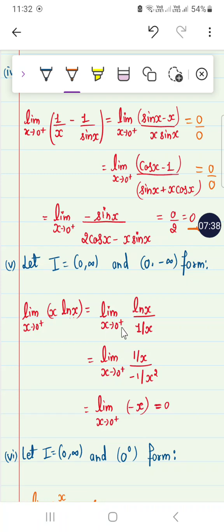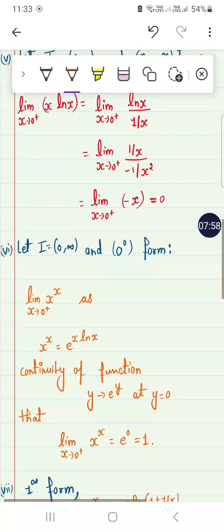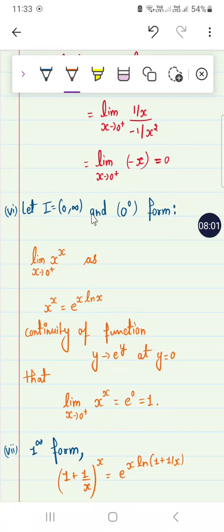So limit extending to 0 plus of log x takes the type of 1 over x, right? Now limit extending to 0, after taking L'Hospital rule, 1 over x over minus 1 over x square, removing it gives you minus x, taking the limit, this gives you 0, right? Now this is the function x to power x, right? As x to power x, it is the form of 0 to power 0, right? This is the indeterminate form of 0 to power 0. As we know, x to power x we rewrite as e to power x log x, right?